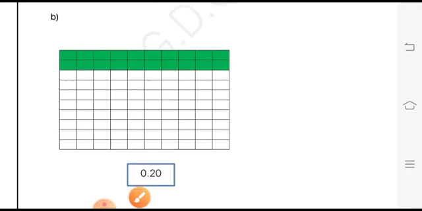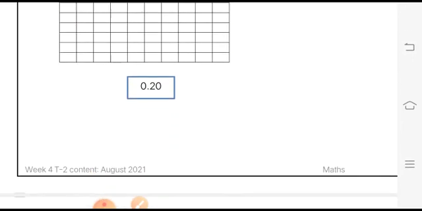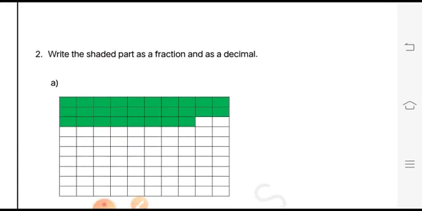Likewise for B part, we color here 20 parts because the decimal part is 20 here. That means among 100 parts, 20 are colored. This is bookwork.